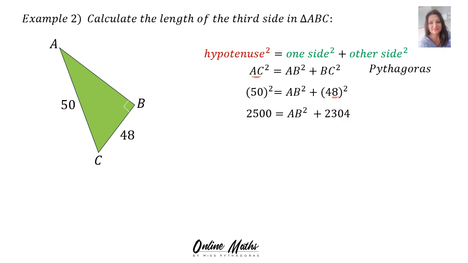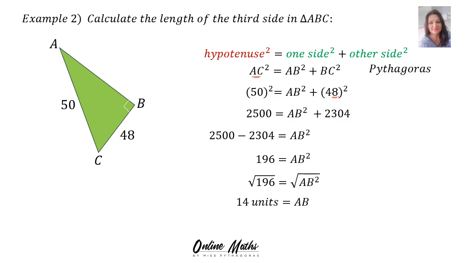2,304. Then let's let that one walk across. 2,500 minus 2,304 is 196, equals AB squared. To get rid of the square, we take the square root both sides, and the length of AB is 14 units.